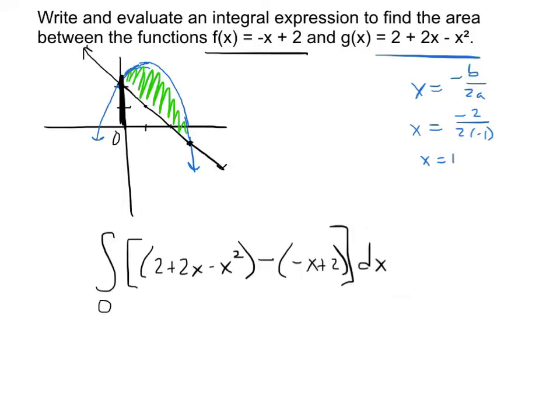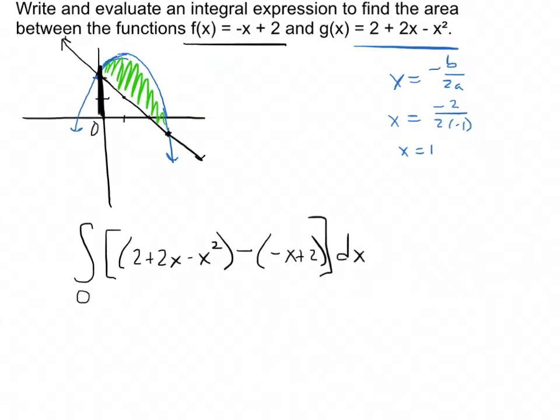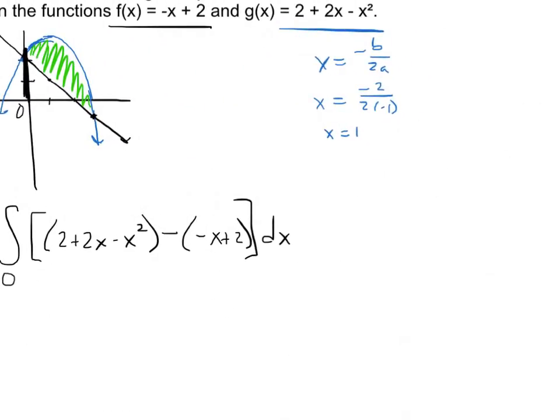The way that we do that, because that point is a point of intersection, is by setting these two functions equal to one another and finding the x-coordinate where that happens. So we'll come back to that integral in just a second. For the moment, we'll step over here and take a look at, when does negative x plus 2 equal 2 plus 2x minus x squared.